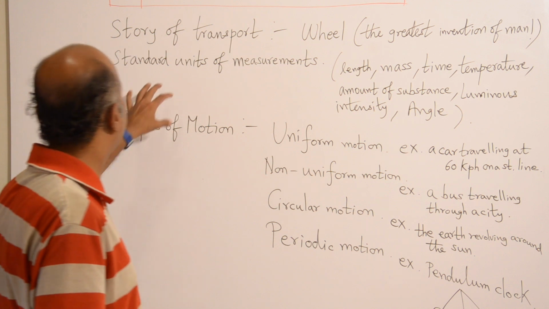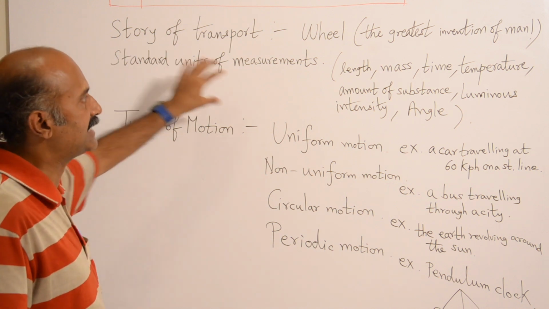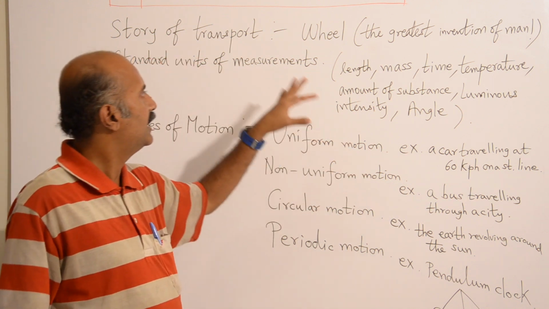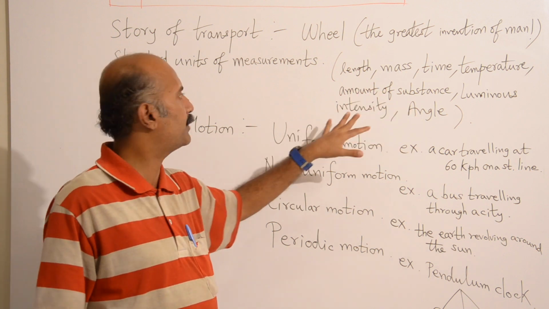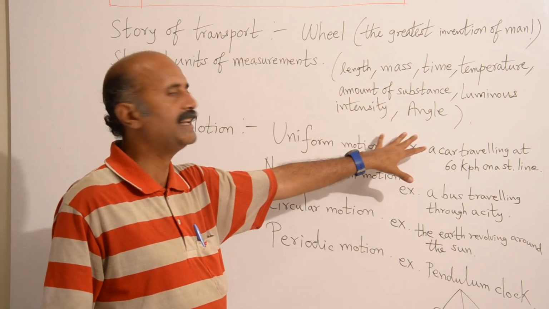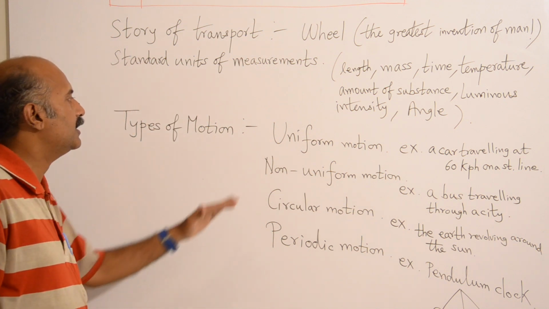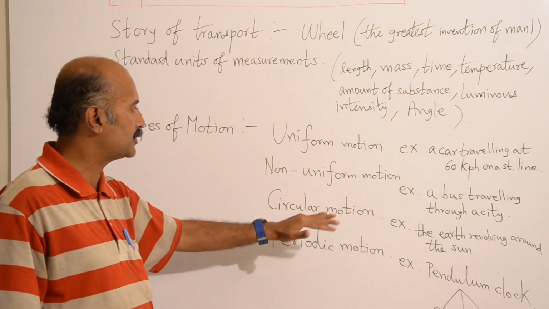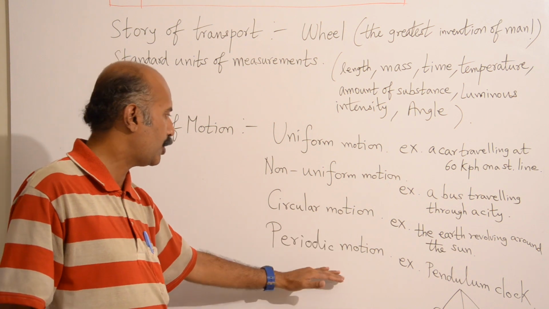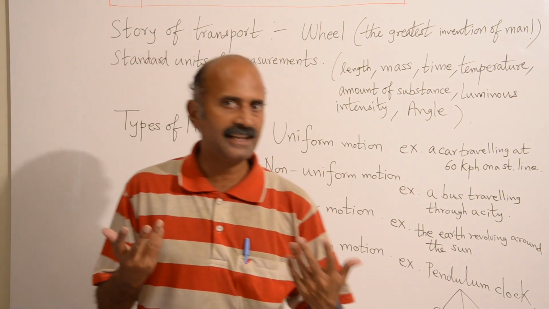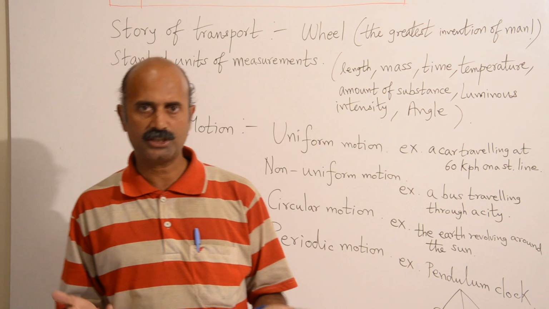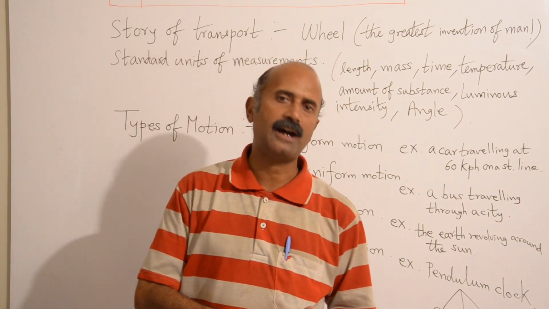Next, we have the 7 standard units of measurements, the 7 basic physical quantities: length, mass, time, temperature, amount of substance, luminous intensity, angle. Then we discussed types of motion: uniform motion, non-uniform motion, circular motion, periodic motion, and there are also other kinds of motions possible which you will be studying in your higher classes.